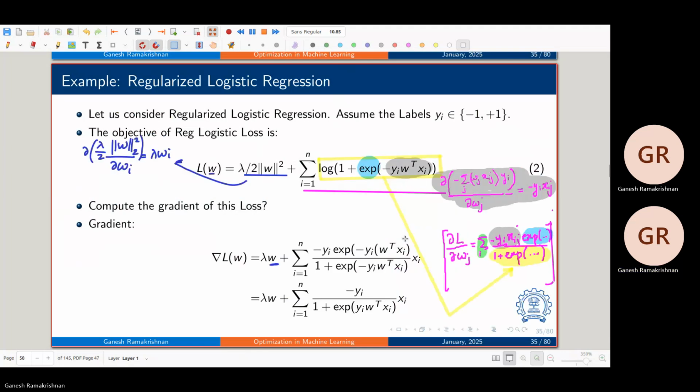The rest is all straightforward, right? Once you have the chain rule, I just substitute. The first part I didn't even do: the first part was lambda w. That part I didn't write. Lambda W plus. Which expression? This one? Here, lambda W.